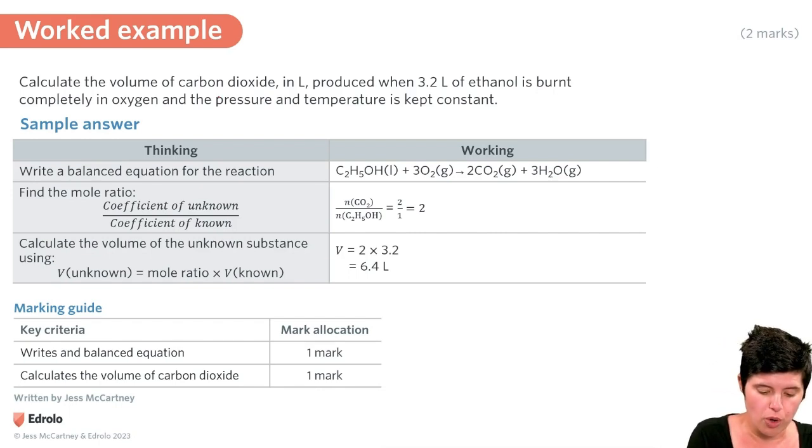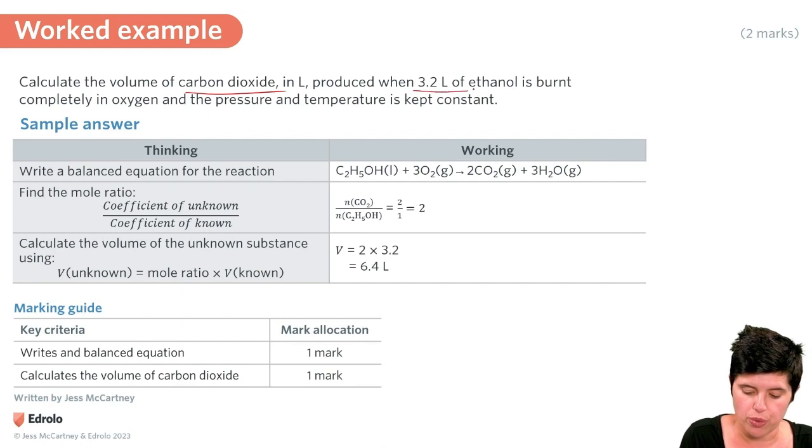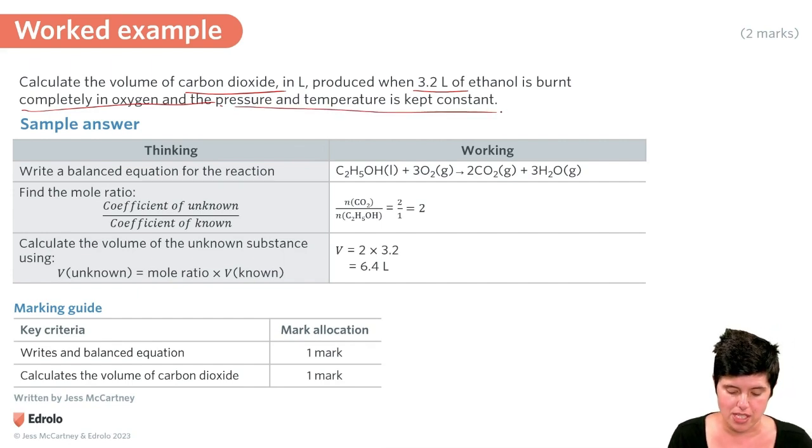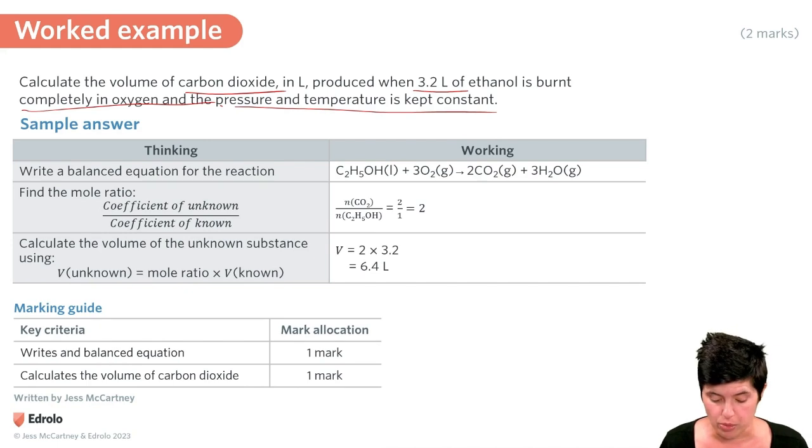Calculate the volume of carbon dioxide produced when 3.2 litres of ethanol is burnt completely in oxygen and the pressure and temperature is kept constant. So looking at this, we can do a nice easy calculation as the pressure and temperature are all kept constant. So let's have a look at the equation first.